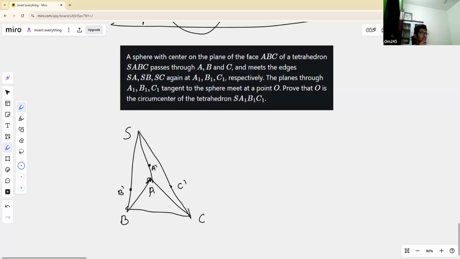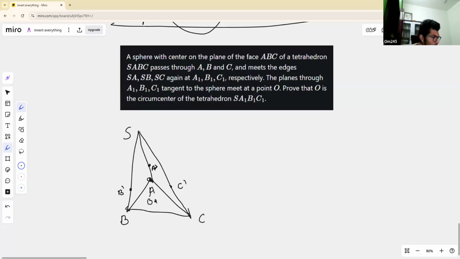So a tetrahedron is basically like a pyramid type of structure, where each face is a triangle, and we have four vertices. Then we have SABC, and there's a sphere whose center lies on this plane, and it passes through A, B, C, and it intersects the segments SA, SB, SC again at A dash, B dash, C dash.